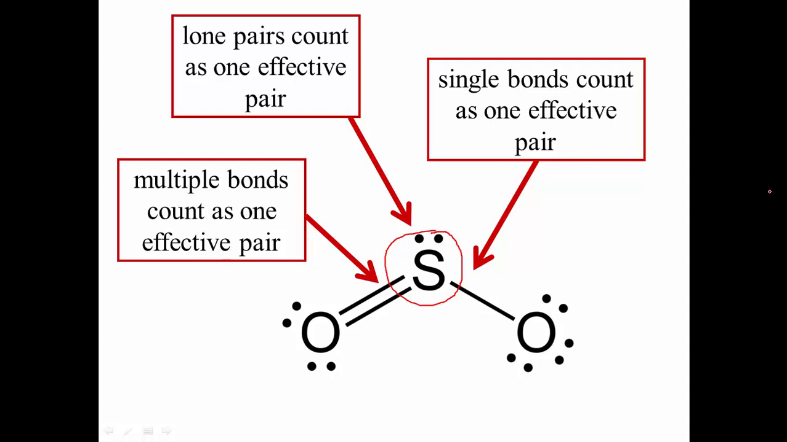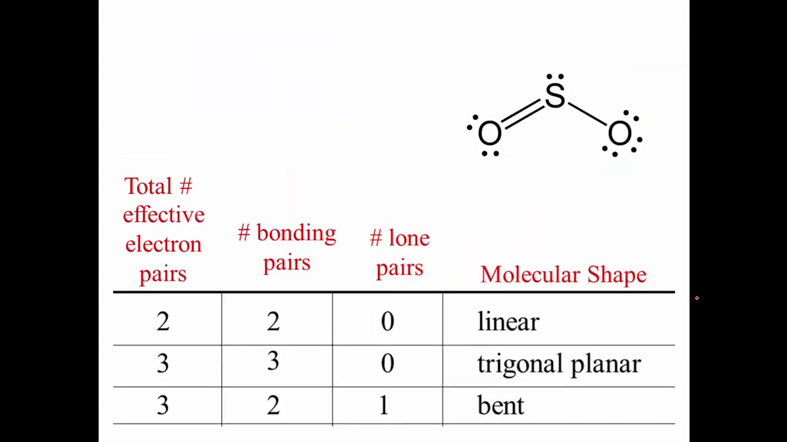So when you're counting up effective pairs around your central atom, to use your sheet, you're going to say 1, 2, 3. 3 effective pairs. So let's look at our sheet. So if we drew the Lewis dot structure and we counted up 3 effective pairs, we'd look at our sheet. We've got 3 effective pairs. 2 of them are bonding and 1 of them is lone, and it is a bent structure.